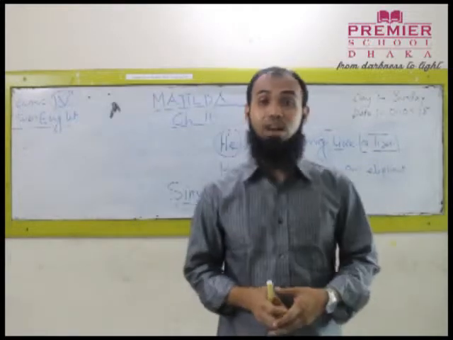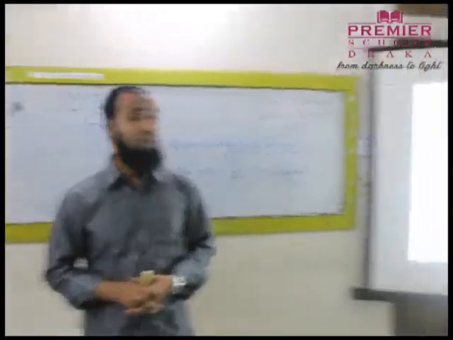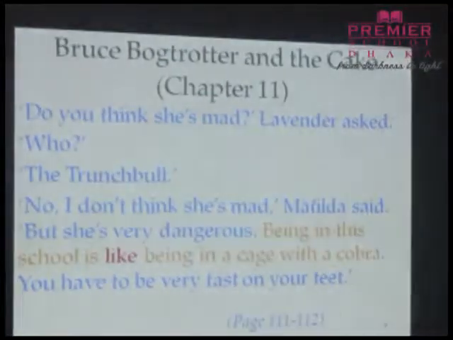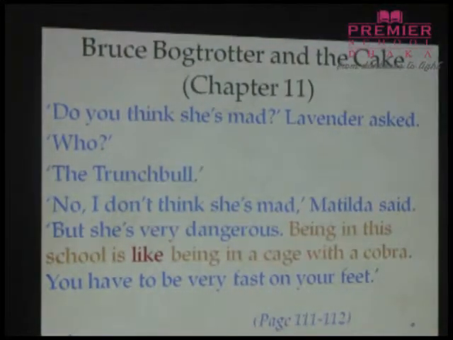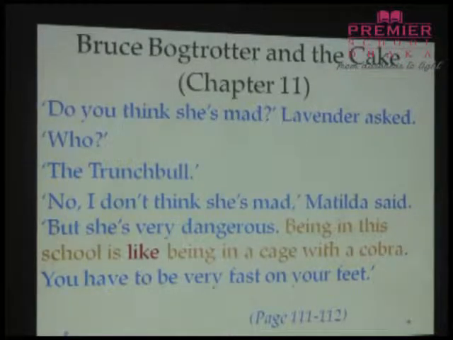So today we are going to start chapter 11. The name of the chapter is Bruce Bob Trotter and the Cake. So Lavender and Matilda were talking about the punishment given by the Trunchbull. Lavender said, do you think she's mad? Do you think the Trunchbull is mad? And Matilda said, who? The Trunchbull. Matilda said, no, I don't think she's mad, but she's very dangerous. Being in this school is like being in a cage with a cobra.